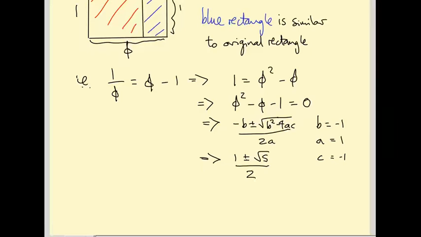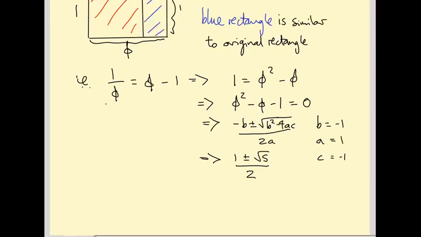Okay, so there's a plus or minus here, and we're going to take the plus because if you take the minus, you actually get a negative number, and phi was supposed to be the length of a side of a rectangle. So there's only one possibility where this is going to be positive, and that gives us the golden ratio.